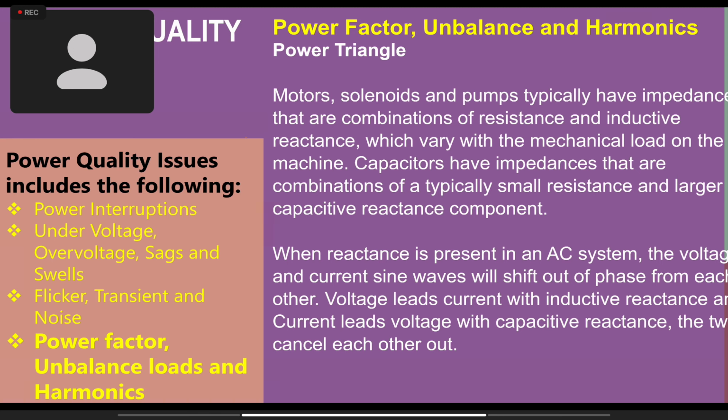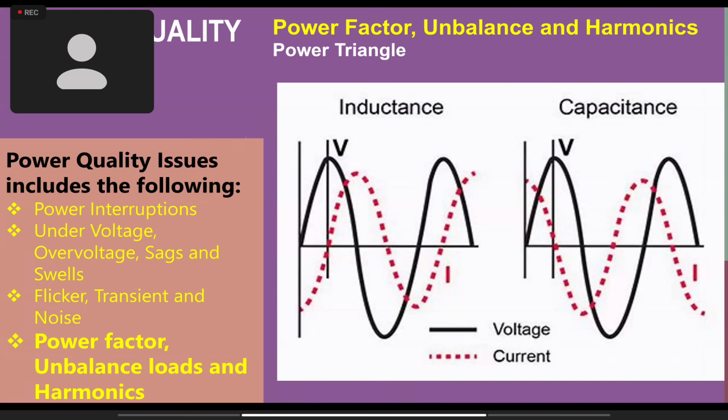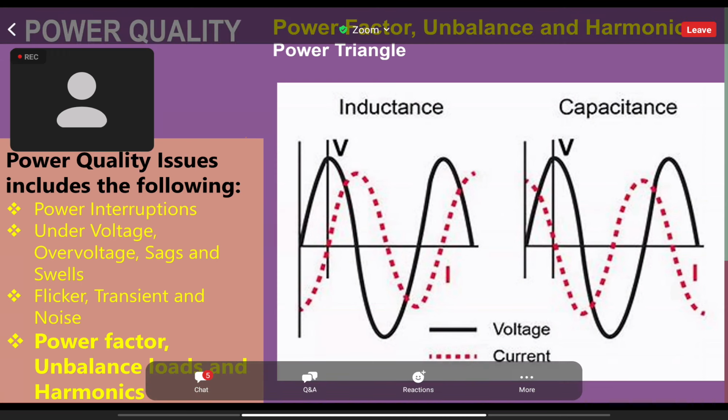So voltage leads the current when it is an inductive reactance. Current leads the voltage when it is a capacitive reactance. Okay. So this is how we illustrate the sine waves of our voltage and current depending on the type of load we have. Pag inductive, voltage is leading the current. Pag capacitive, current is leading the voltage. So this shifting in phase is affected by the reactance of the system.